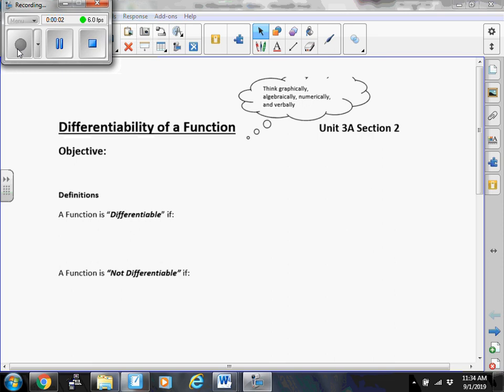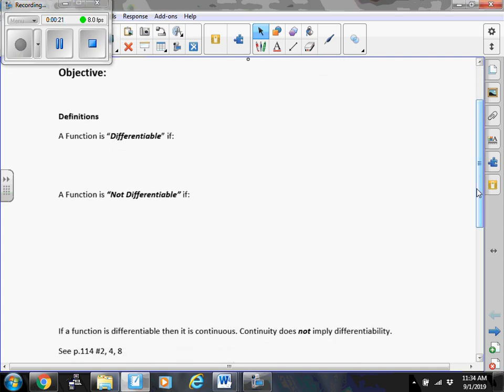Okay, we're going to start unit section 2, which is differentiability, and basically it's just going through when does it have a derivative, when does it have a slope. So that's the main thrust here.